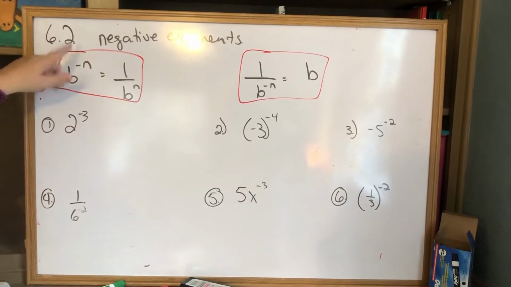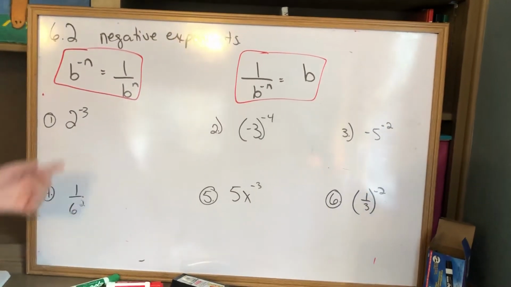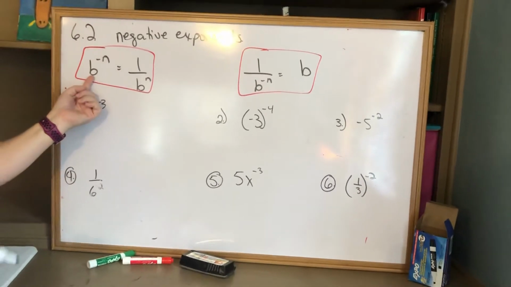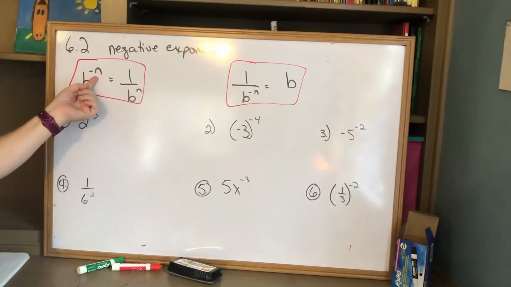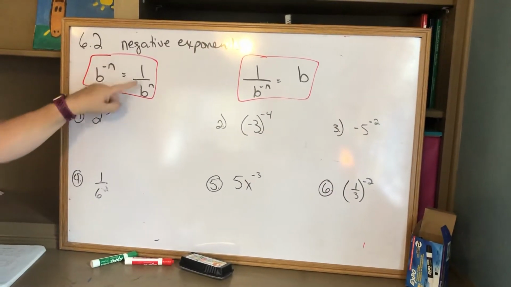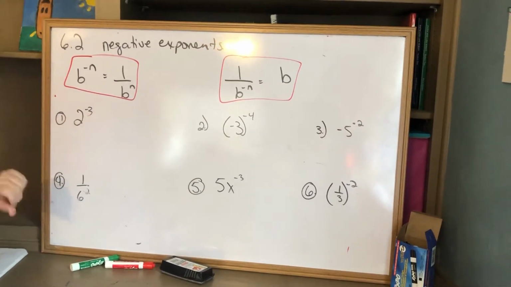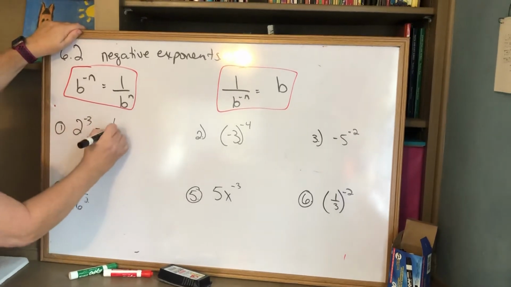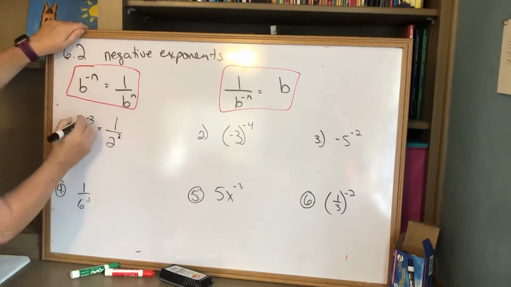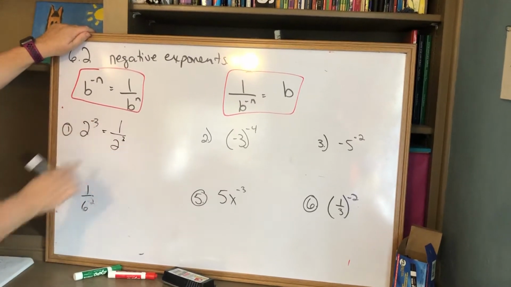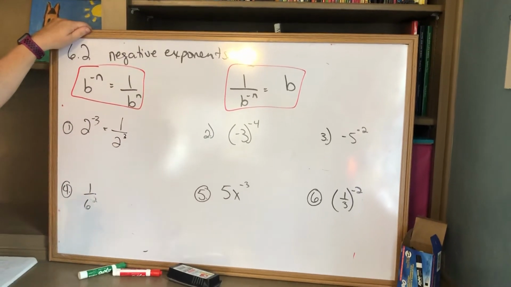We're here in 6.2 and we're going to talk about negative exponents. This is the variable b, and it's raised to a negative n. That's the same thing as 1 over b to the n. Basically, it's the inverse. So if we have 2 to the negative 3, we could just write this as 1 over 2 cubed. That's what this negative right here is telling us, that it needs to go. I kind of jokingly say it goes to the next floor.